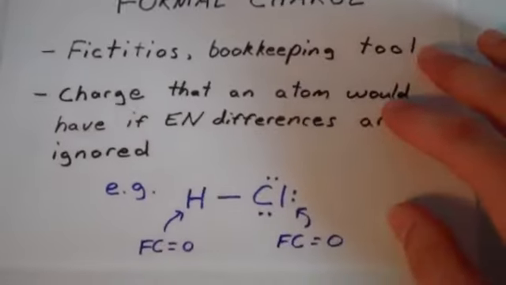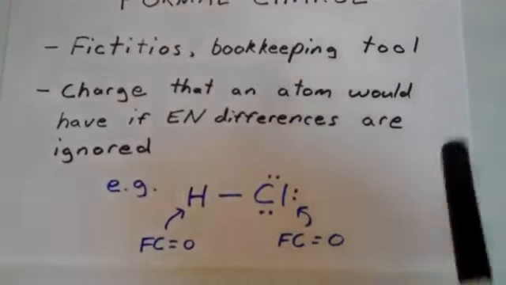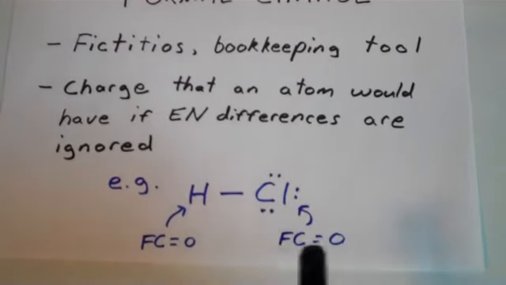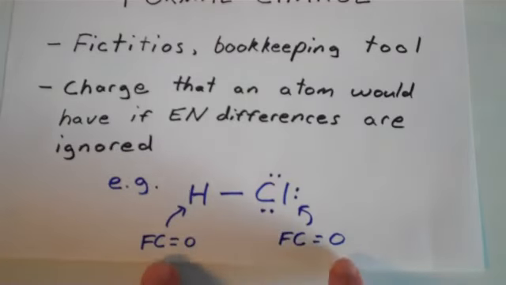So in the case of hydrogen chloride, we've seen from previous videos that this bond here is going to be polarized towards the chlorine because it's more electronegative. So the chlorine is going to hog up more of that electron density that's shared between these two atoms. However, when we calculate formal charges, the formal charges of both of these atoms turn out to be zero. So let's get into the formula for how to calculate formal charge.